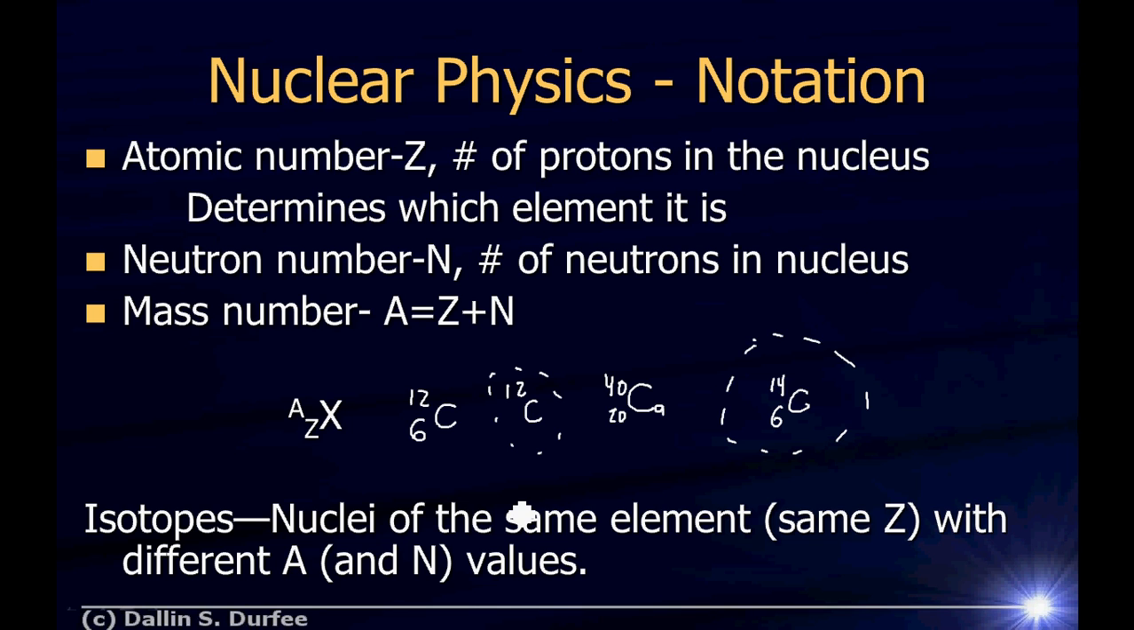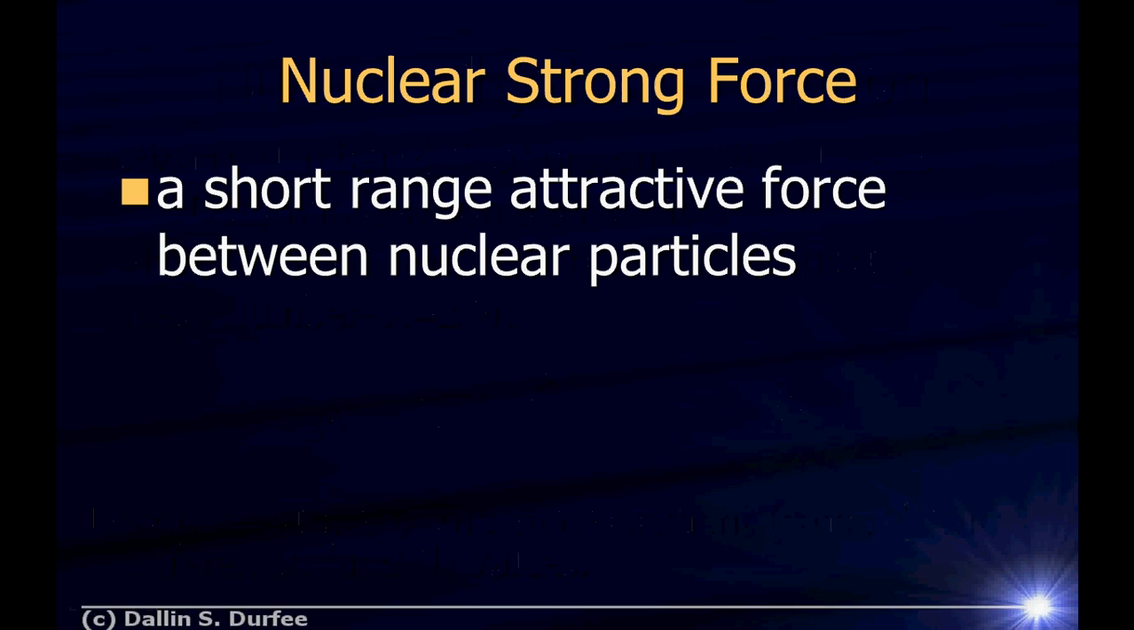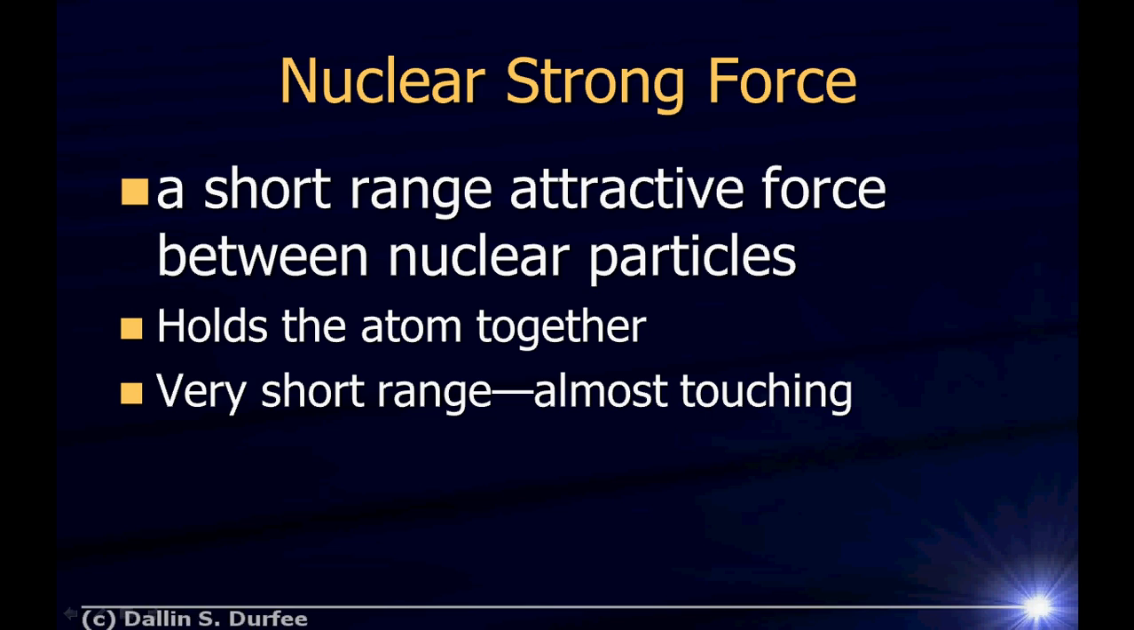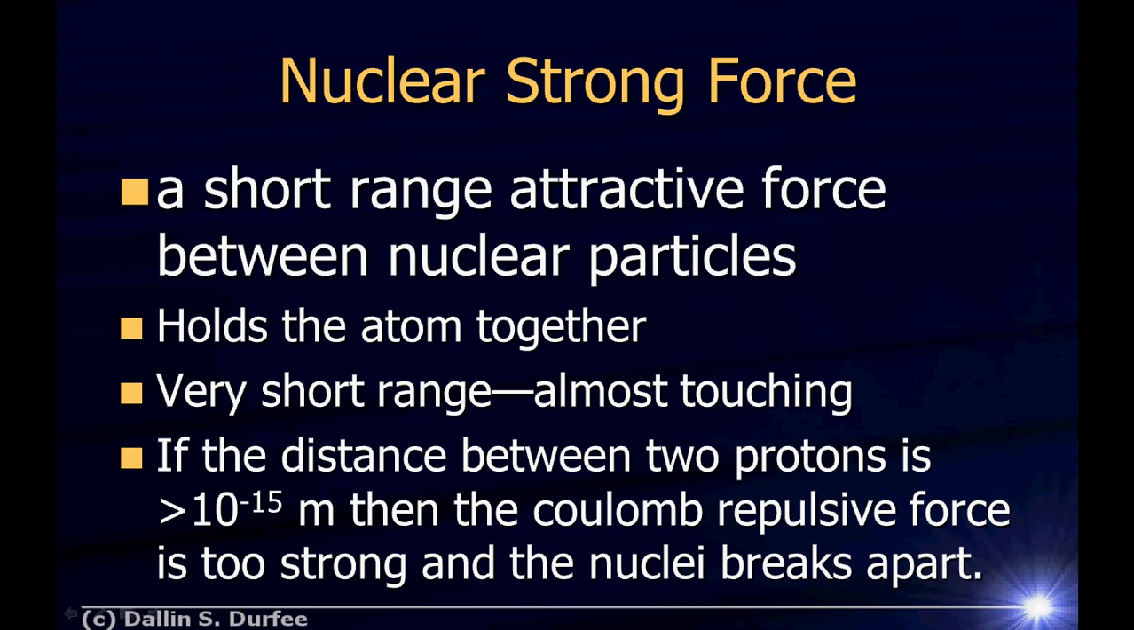Now, what holds the nucleus together? It's something called the nuclear strong force. It's a short-range attractive force between nuclear particles, and it holds the nucleus together. It's very short range, so the nucleons, the protons and neutrons, have to almost be touching before the strong force really is strong. But when you get really close, it gets really big. So if the distance between two protons is greater than about 10 to the negative 15 meters, then the Coulomb repulsive force is too strong and the nucleus breaks apart.